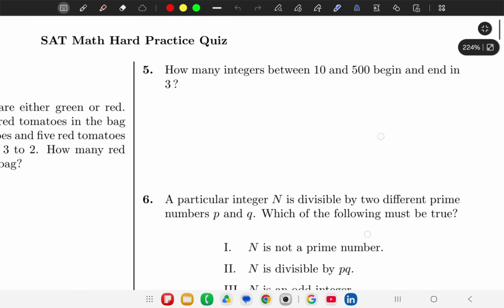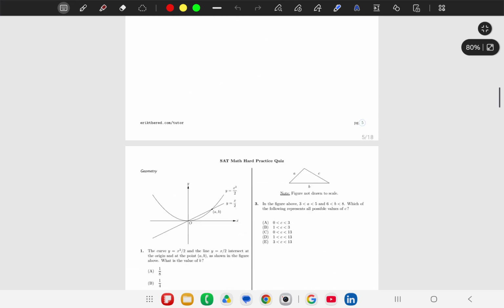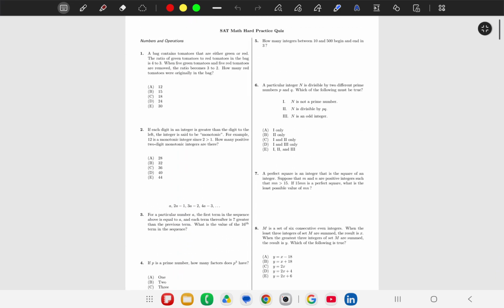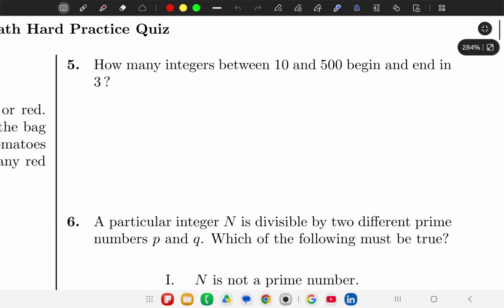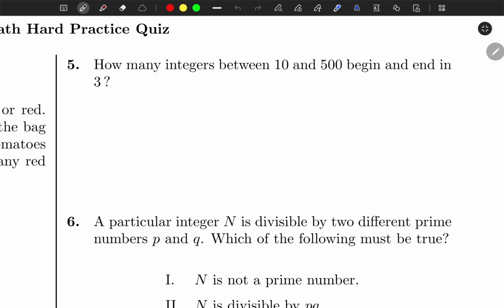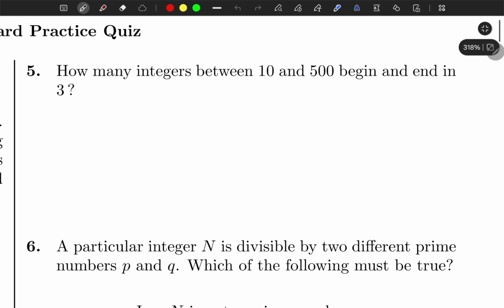So I have this PDF of hard SAT math questions. I'll try to do 10 of these today. So let's look at this first one. They're saying how many integers between 10 and 500 end in 3.